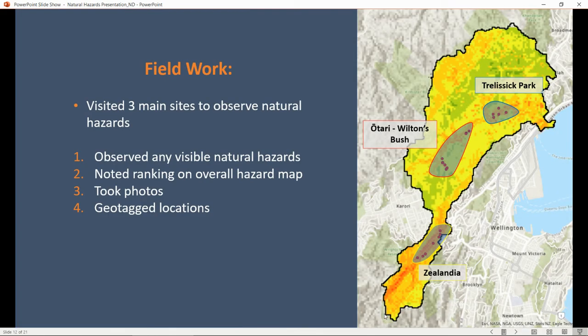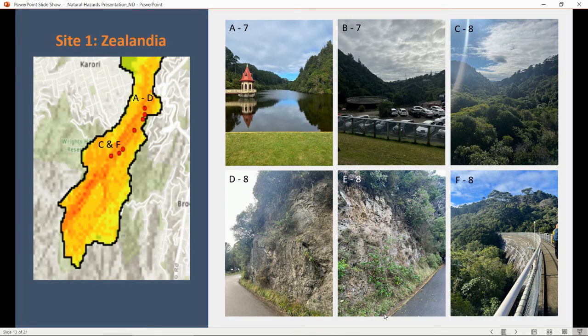When we went into the field to ground truth the hazard map, we needed to identify any hazards, note their ranking on the map, and then record their location. The first site we visited was Zealandia. We observed the following hazards there.